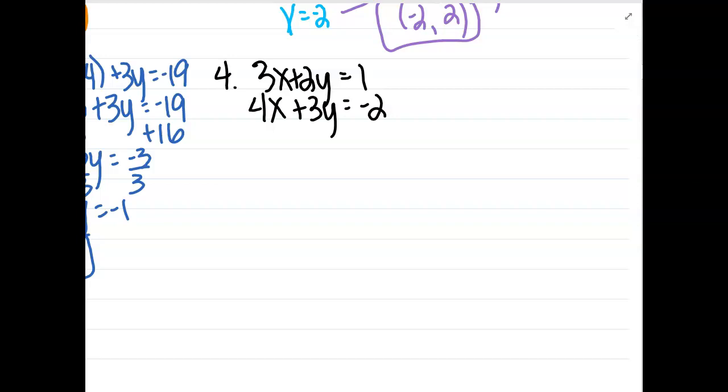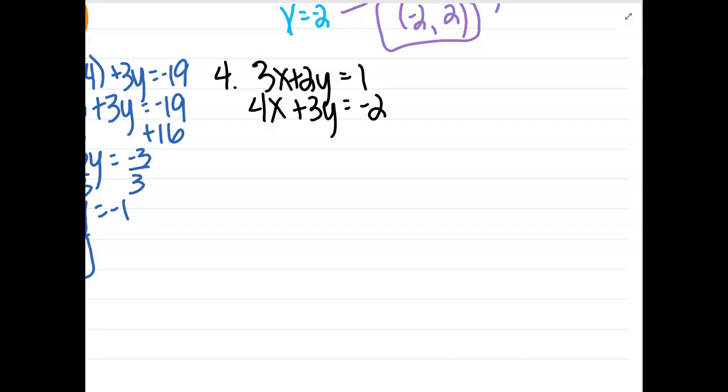So if we go through the whole steps, we first want to see if we have to multiply, and I do, because nothing's going to cancel out as it is, even if I change the signs. If I multiply just one equation, it'd be a 3x and a negative 3x, or a 4x and a negative 4x, or a 2y and a negative 2y, or 3y and a negative... that's not going to work. Okay, so I'm going to have to multiply both equations.